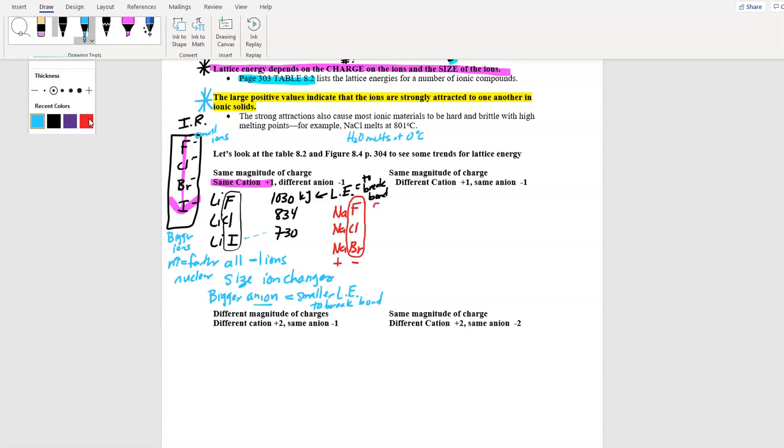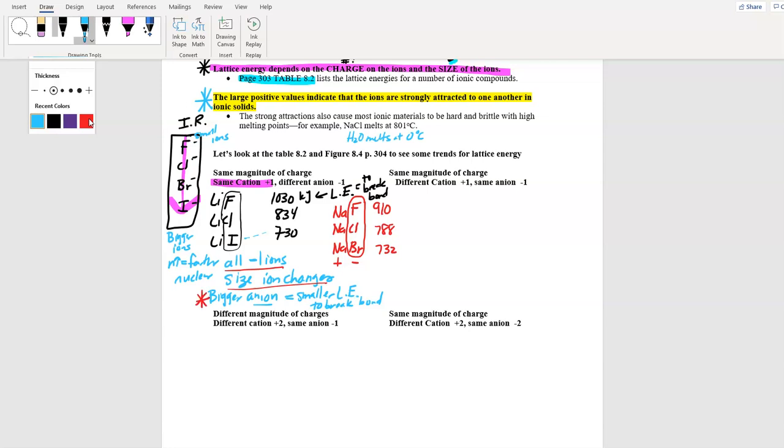And notice 910, 788, 732. Okay, same thing, ladies and gentlemen. You're not telling me as I go down the group the atom's getting bigger. Okay, they don't want to hear about that. They want to hear that the anions all have the same -1 charge, but the size of the ion is changing. So the bigger the anion, the smaller the lattice energy to break the bond. That's it. Literally, that's it.